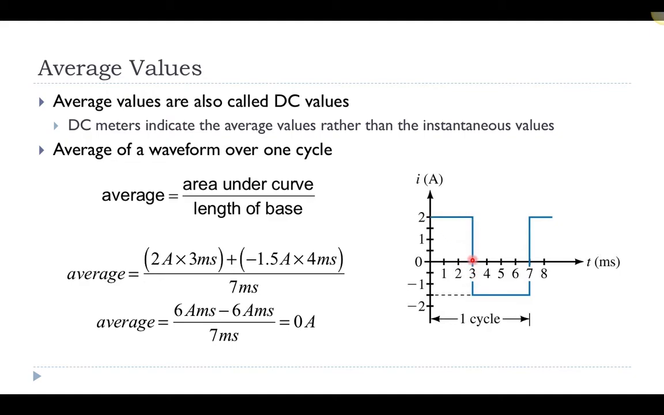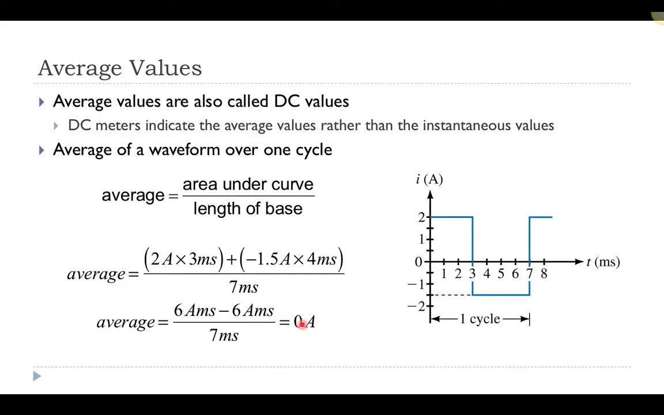So I have a rectangle, and so I could do base times height. My height is 2 amps and my base is 3 milliseconds. And then I would add to it for this cycle the other rectangle, which is below the axis. That's going to be a negative area because the height here is negative 1.5 and the time interval is 4 milliseconds. And then I would divide by the time interval, which for one cycle is a total of 7 milliseconds. It turns out this gives me 6 minus 6 for the area, or a total area of 0, which means that my average is 0.